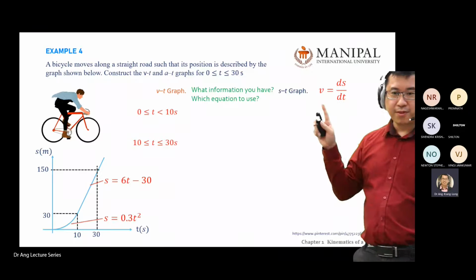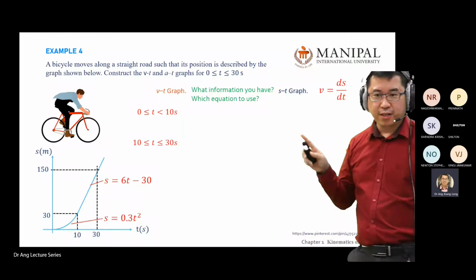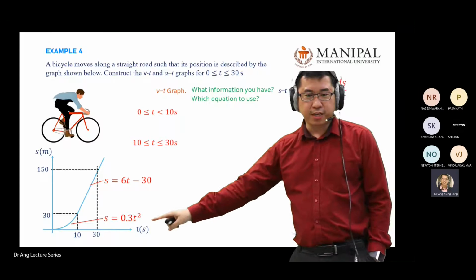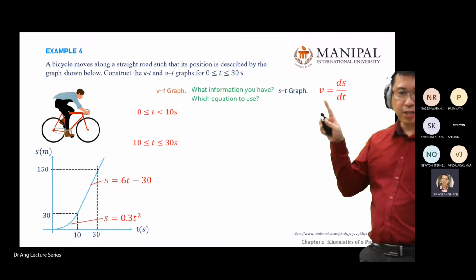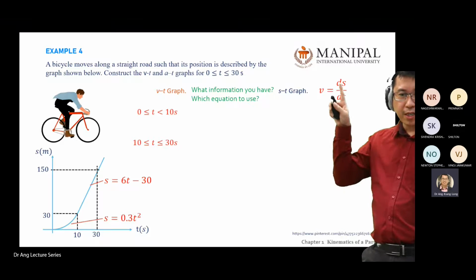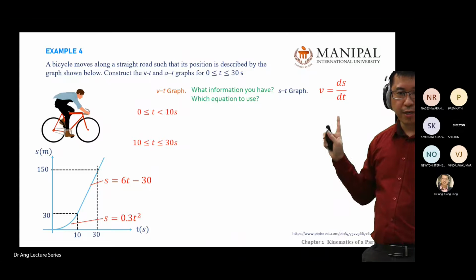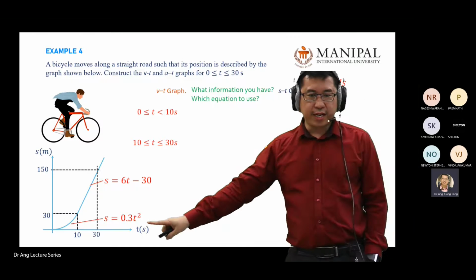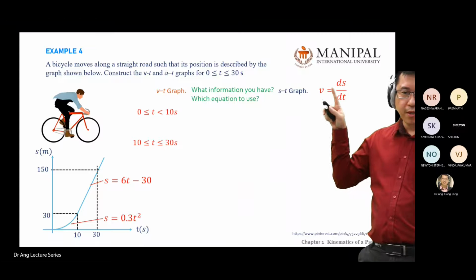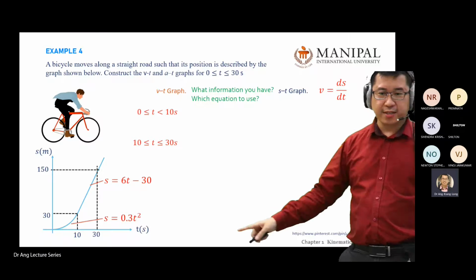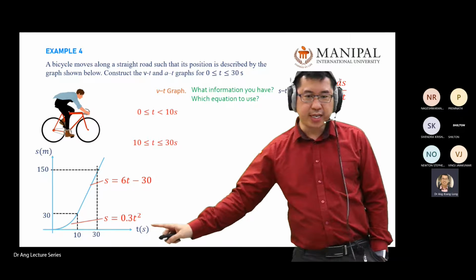Now we are converting the ST graph to a VT graph. So we are given the information of S, or displacement, or position. Now you know the definition of velocity. Velocity equal to ds over dt. This is a differentiation formula. You are given one equation. Let's say you need to find dy dx. This is y equal to 0.3 x squared. dy dx equal to what?